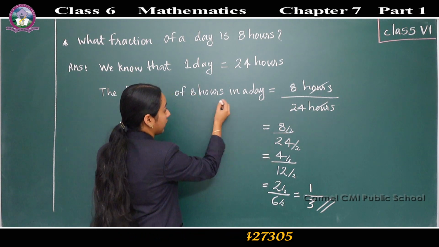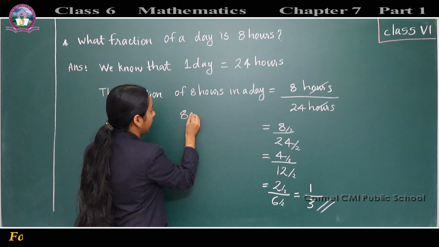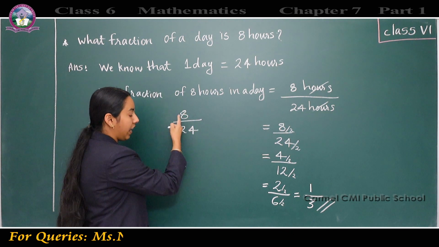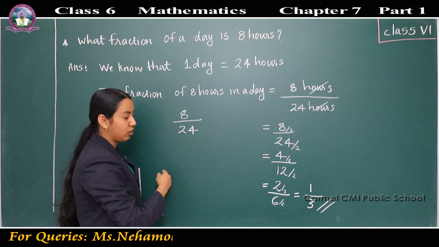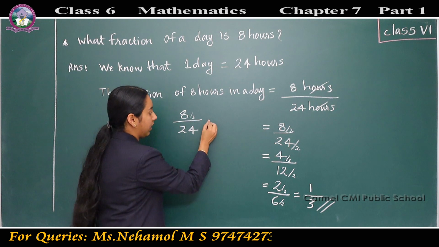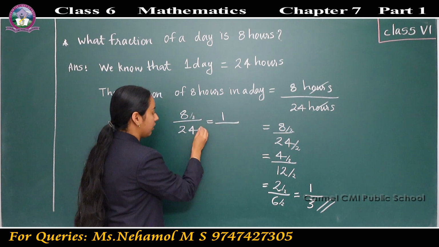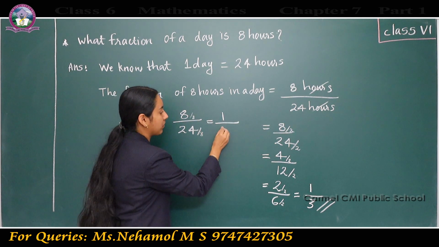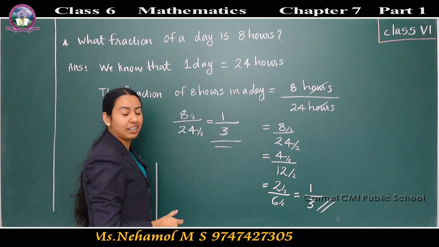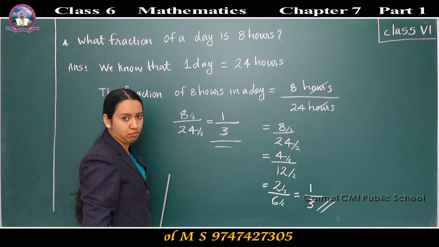No need to do this many steps. We know that 8 by 24 is the fraction. Then 8 is divisible by 8 and 24 is also divisible by 8. What is 8 by 8? 8 by 8 is 1. Then 24 by 8 is 3. So no need to do this many steps. From here itself we will get the lowest form.